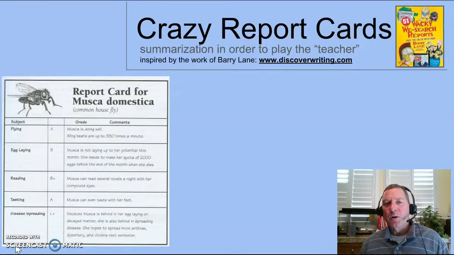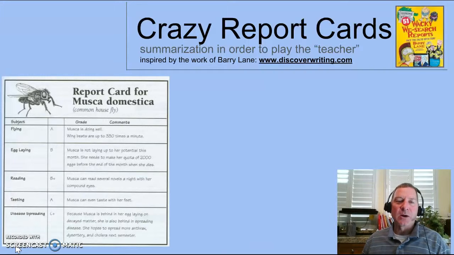Now here's the Crazy Report Card that actually comes from Barry's book. Here's the idea. The students, you have to imagine, have done some research on the common housefly, and they've been asked to invent fly school. If flies all went to a school, what subjects would they be going to? What would their grades be? And then the teacher would give them commentary on the grades.